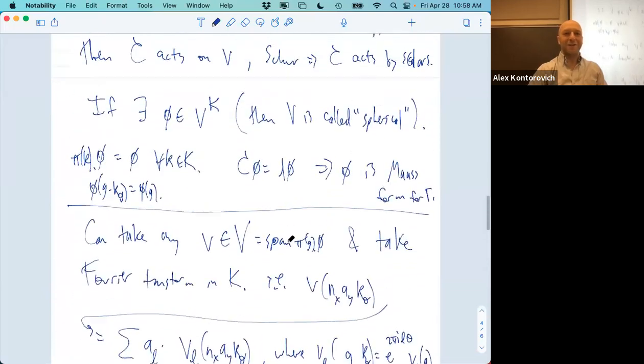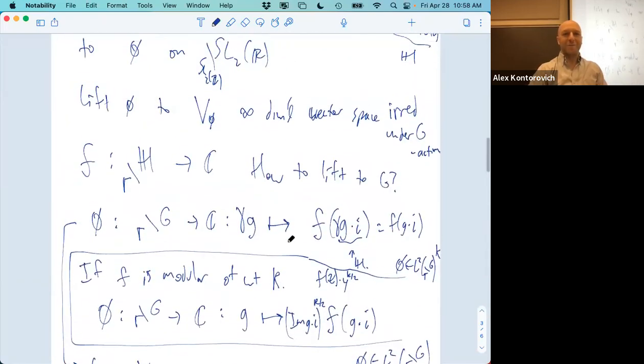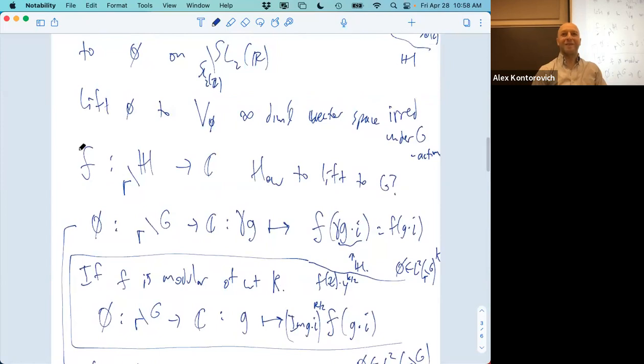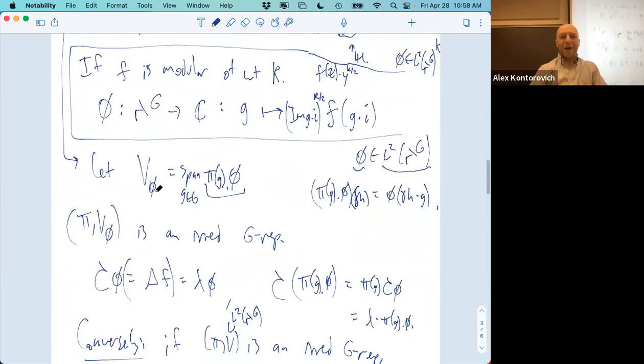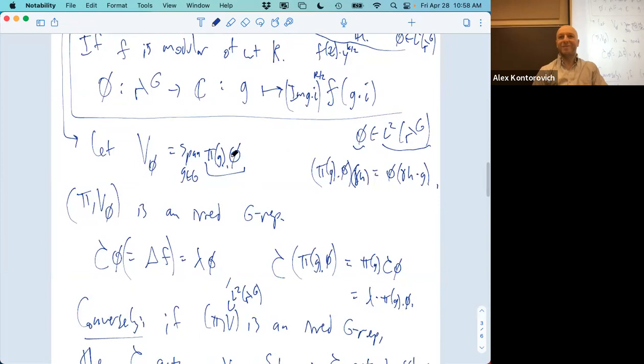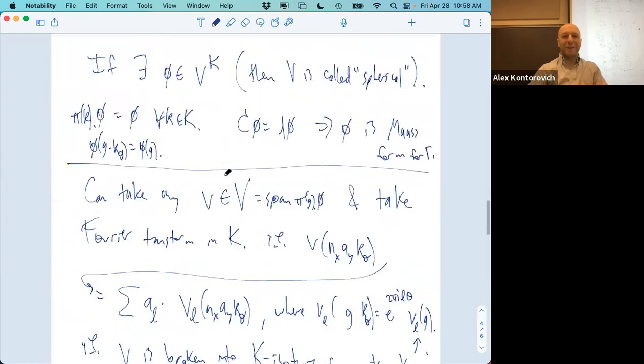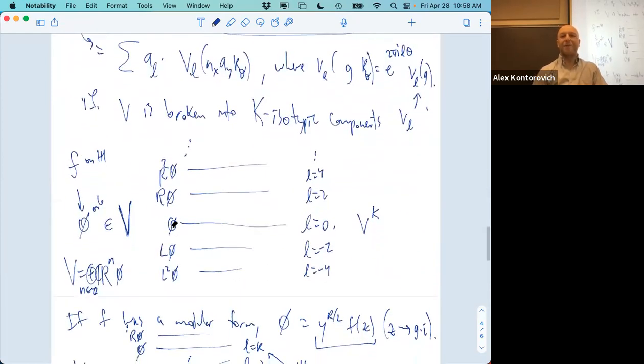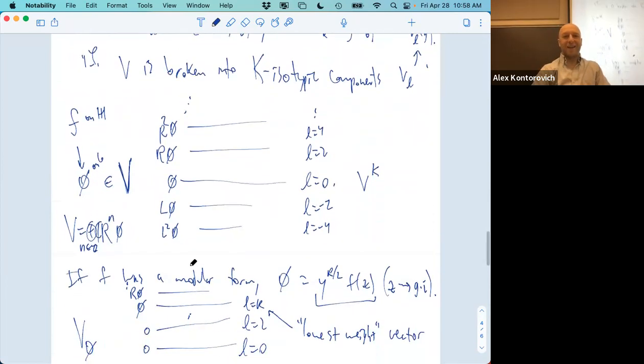You start with your function, with your modular form F. It's just a modular form on the upper half plane. You lift it to a function on G, that's just trivial. That's just the correspondence between G mod K and H. But then you apply the group action. And what you'll get is something that is spanned by phi and all of its raising and lowering operators at all weights. And you can go backwards.